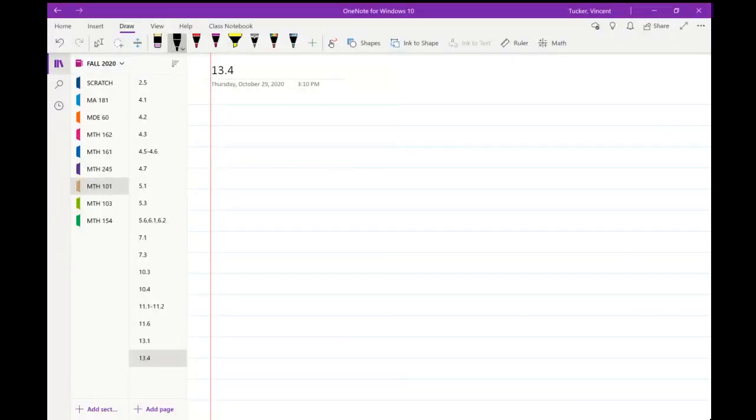All right, so let's start with 13.4. All right, scientific notation.